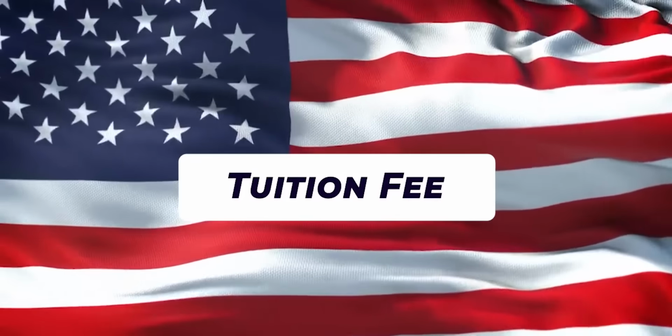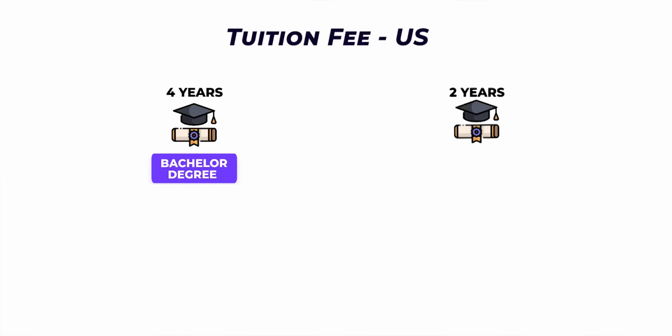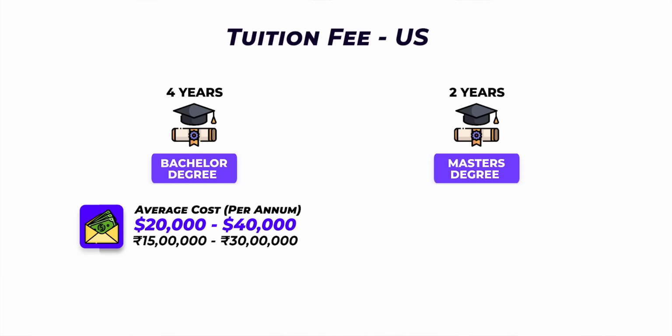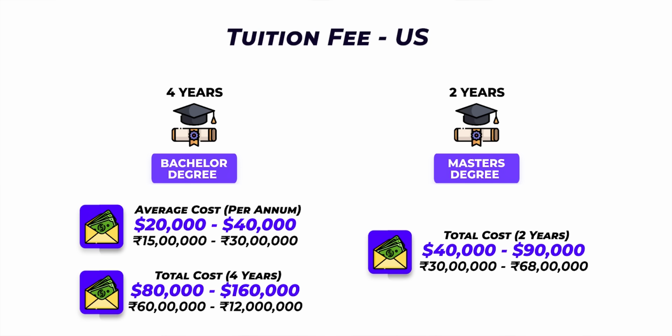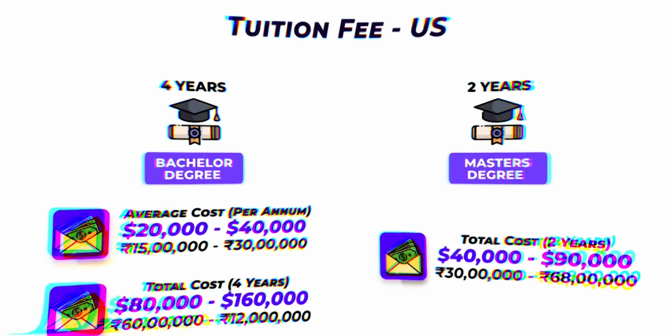अब बात करते हैं US की. US में tuition fee varies drastically between public and private universities. यहाँ a bachelor's degree is usually 4 years and master's 2. Bachelor's की average fee is between $20 to $40,000 per annum, which will be 15 to 30 lakhs. And for a full bachelor's degree, you can expect to spend around $80 to $160,000, which is roughly 60 lakhs to 1.2 crores. For a master's, एक साल की average fee is between $20 to $45,000 and a full 2-year program will set you back for 40 to 90,000, which will be around 30 to 68 lakh rupees.